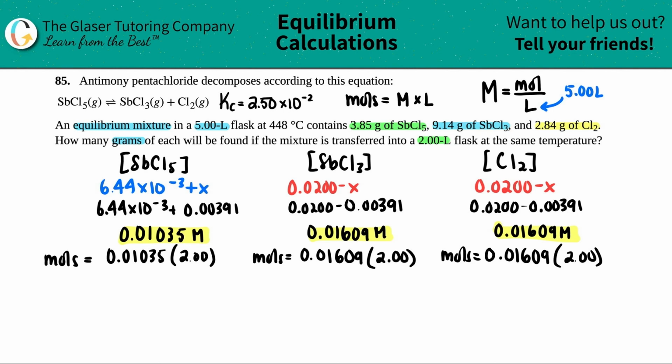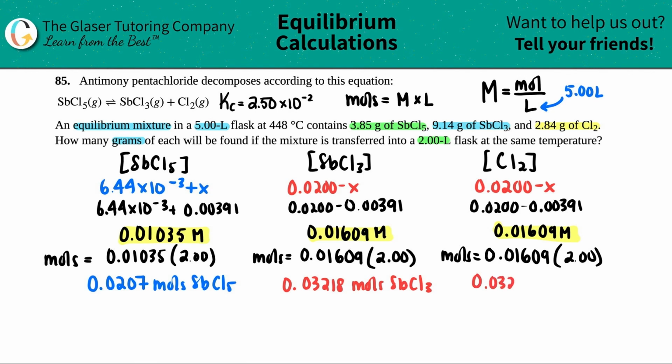So now I have 0.0207 moles of SbCl5, 0.01609 times 2. I have 0.03218 moles of SbCl3, and then the same number here, of Cl2. But we're almost there.